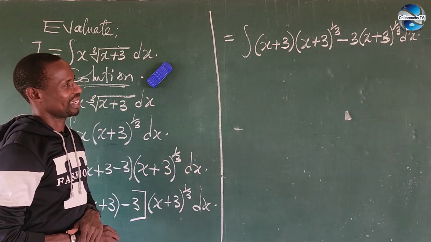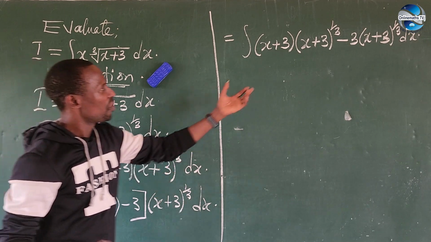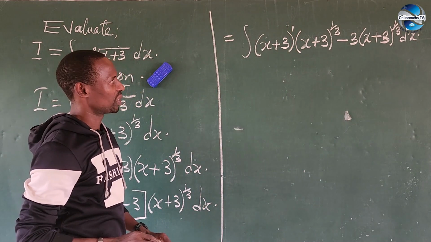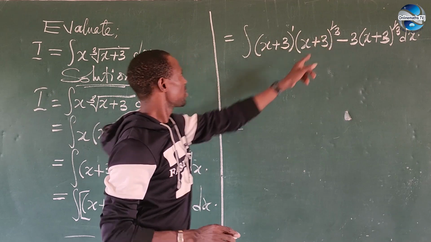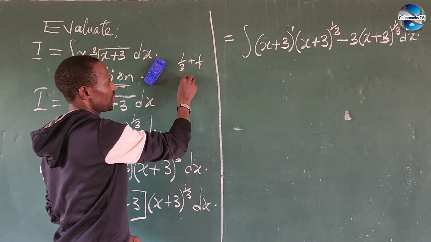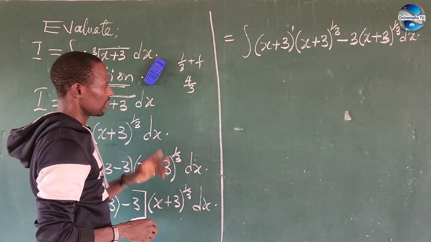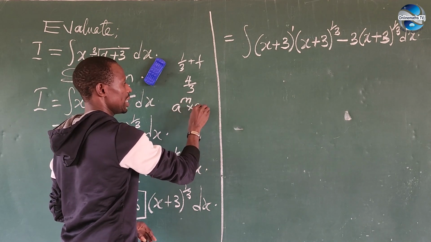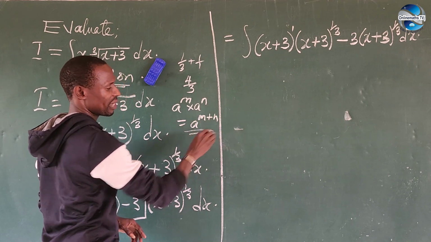Any confusion? So what we do here now, the question is easy now. We cannot handle this as it is, but I can use this to multiply this. Mind you, here we have the power of 1. Since the bases are the same, what we do to the exponent is add the exponents together. So we're going to have 1 plus 1 over 3, which automatically gives us 4 over 3. This is the law of indices, which says that a to the power of m times a to the power of n gives a to the power of m plus n. You remember this law? Good.